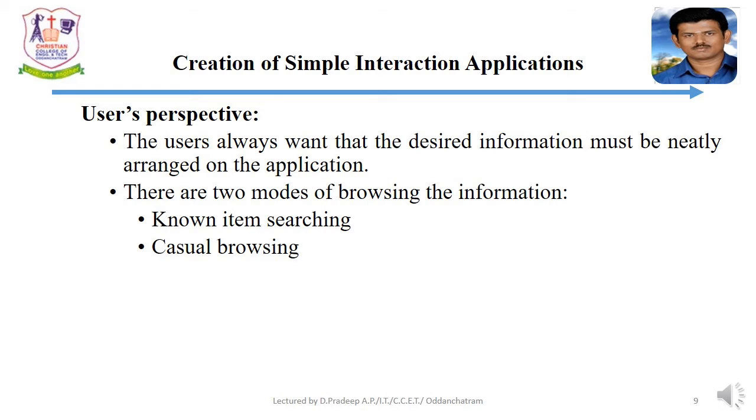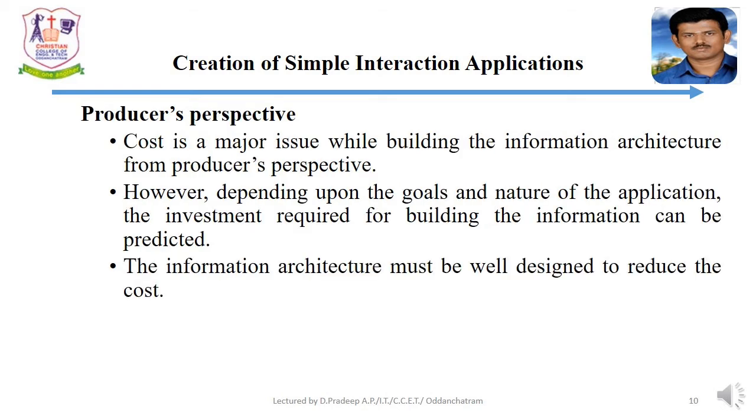Next, the producer perspective. Cost is the major issue while building the information architecture from the producer perspective. Anyone cannot predict the exact cost of the information architecture. However, depending on the goal and the nature of the application, the investment required for building the information architecture can be predicted. The information architecture must be well designed to reduce the cost.